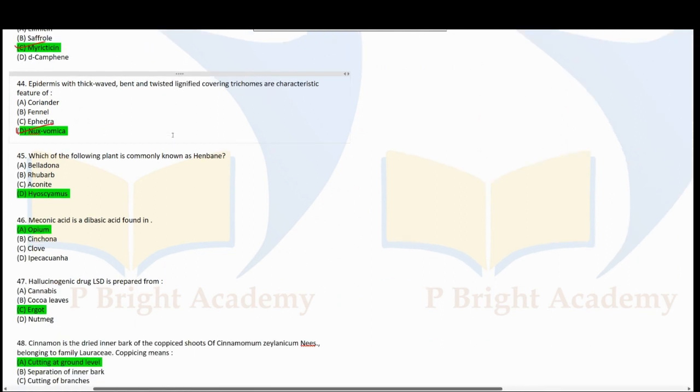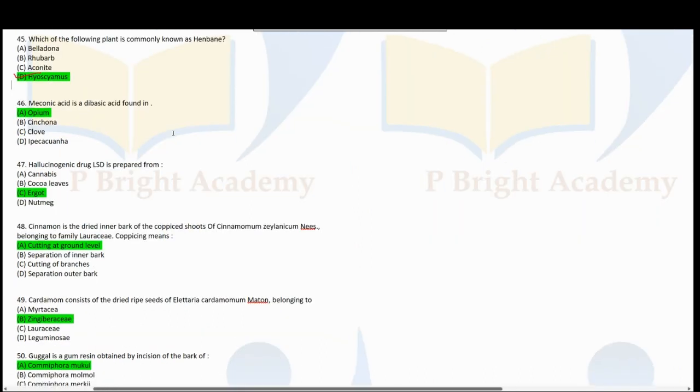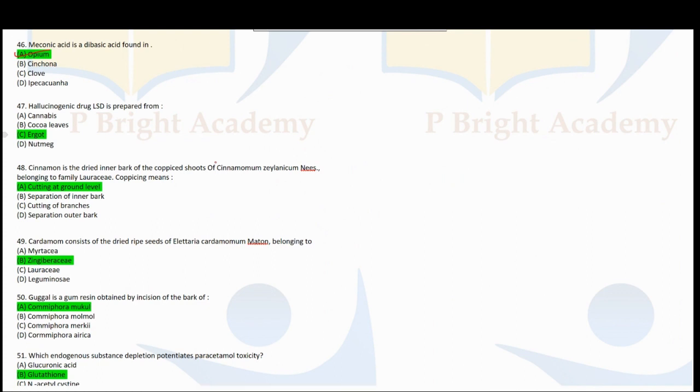Which of the following plants is commonly known as henbane? Hyoscyamus. Right answer. Meconic acid is a dibasic acid found in option A, opium. Right answer. The hallucinogenic drug LSD is prepared from ergot. Option C. Right answer.